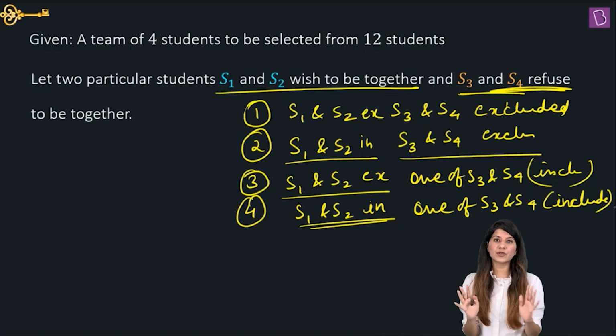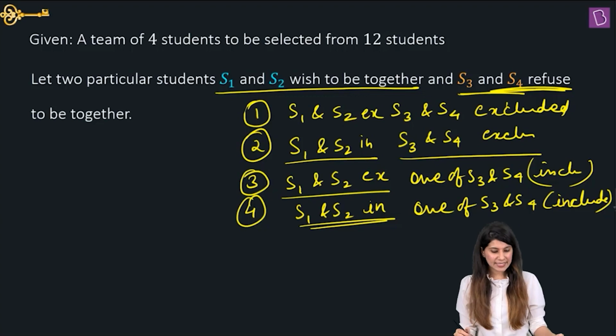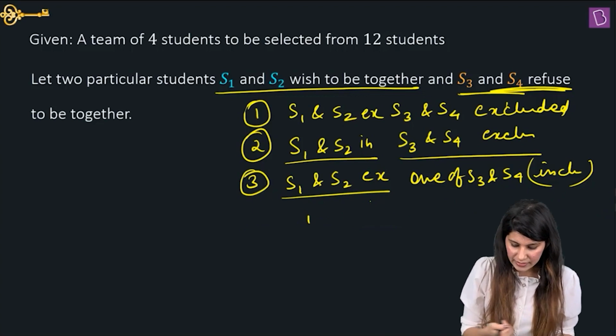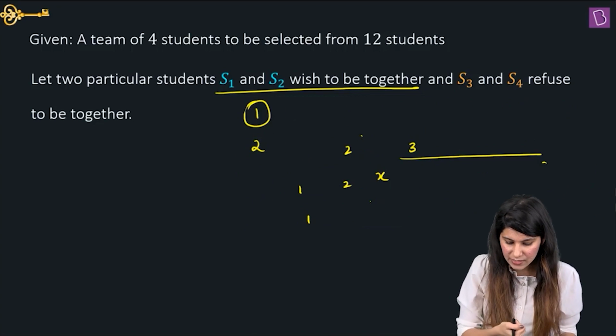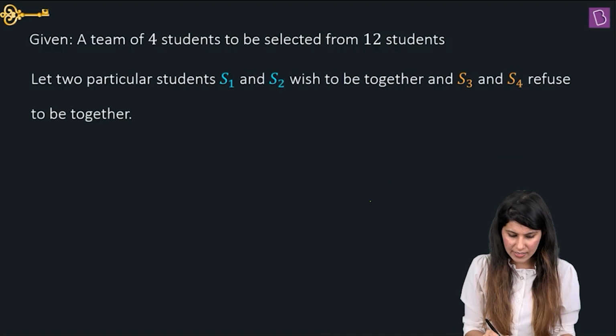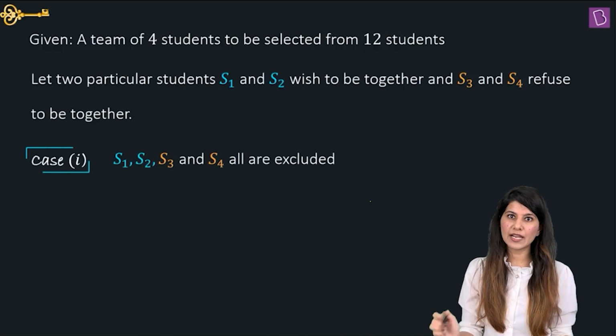These are the only 4 cases. Think about another 5th case. You will find out that there is no case which we have missed out. Let's begin now with case number 1. Let me delete all these cases and let's discuss them one by one. Case number 1, when all 4 are excluded.